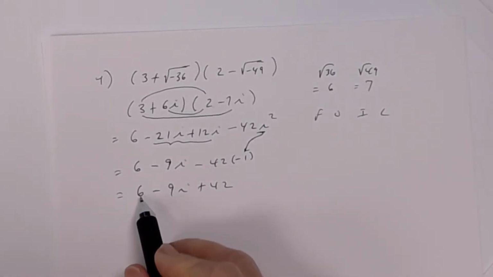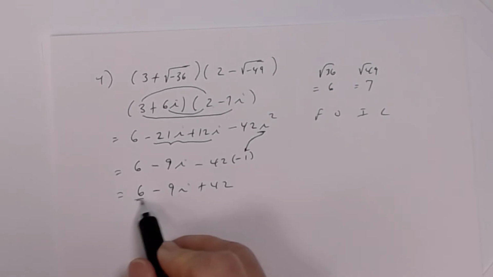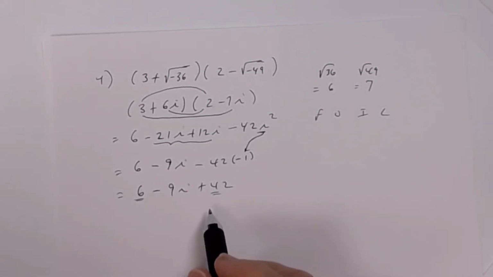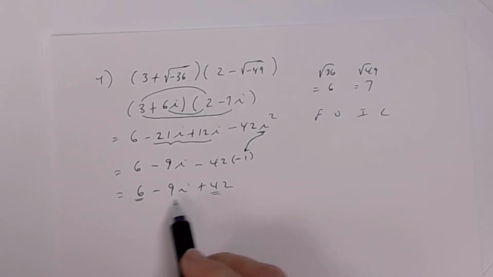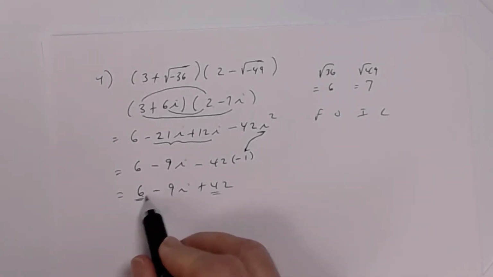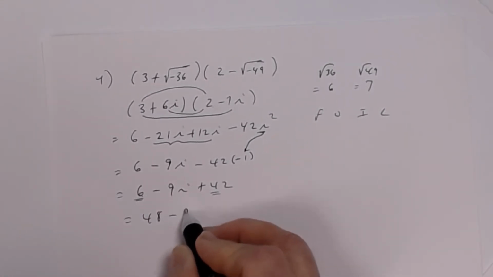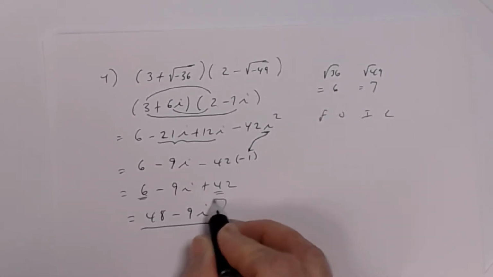And so you have, now let's combine like terms. So these constants are my like terms. And so let's put it in a plus bi. So we're going to put the constant first, the real part first. And so 6 plus 42 is 48. So I get 48 minus 9i, and there's your answer.